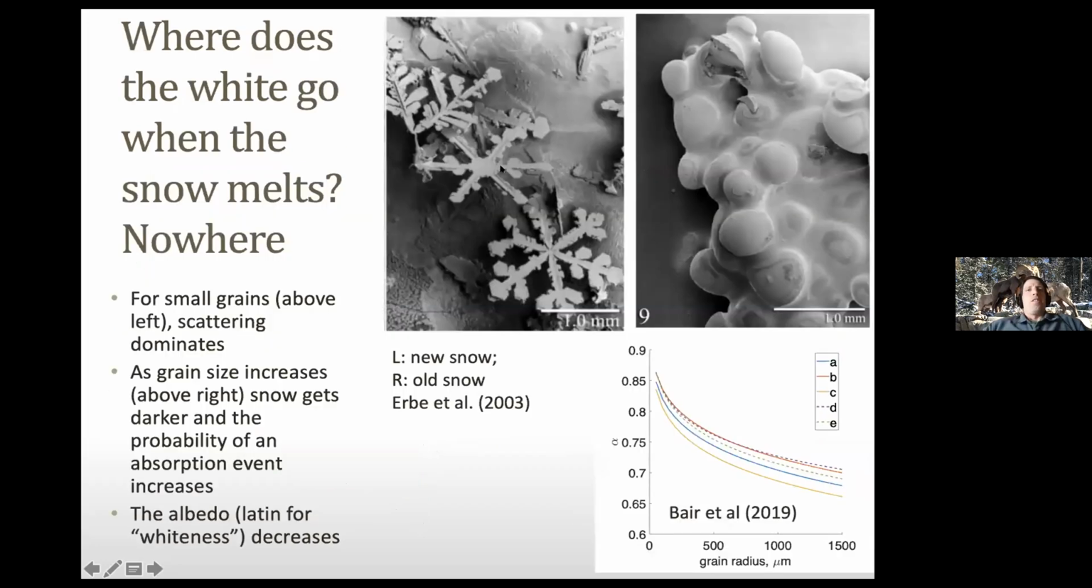Okay. So back to the title of the talk, where does the white go when the snow melts? And I should acknowledge that this was a test question that my advisor used to ask his students of an alpine snowpack course. And I think it's a great question, and actually pretty difficult to answer.